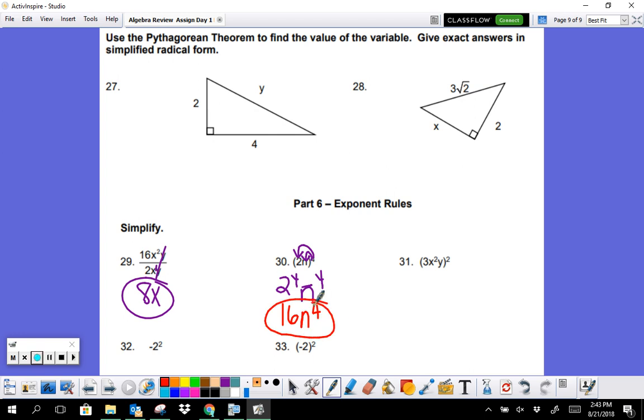Number 31, again, I need to take this 2 and distribute it inside. That's going to be 3 squared, which is 9. And then power to a power, I'm going to multiply those. So that's x to the 4th y squared.